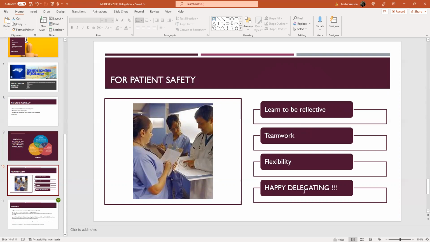And in that way, we all ensure continuity of patient care and giving the best patient care that we can.